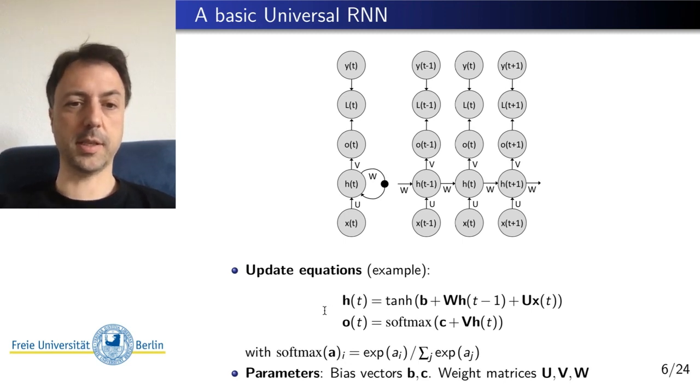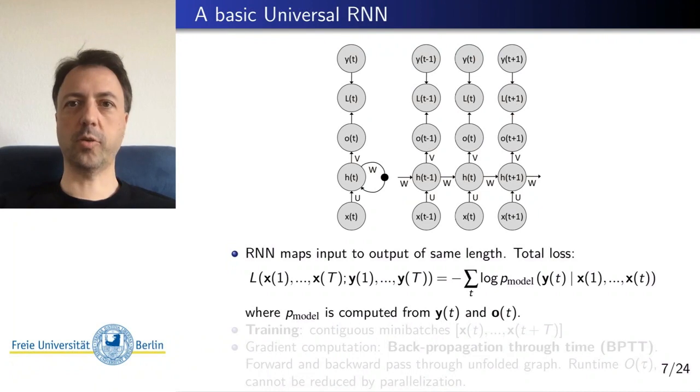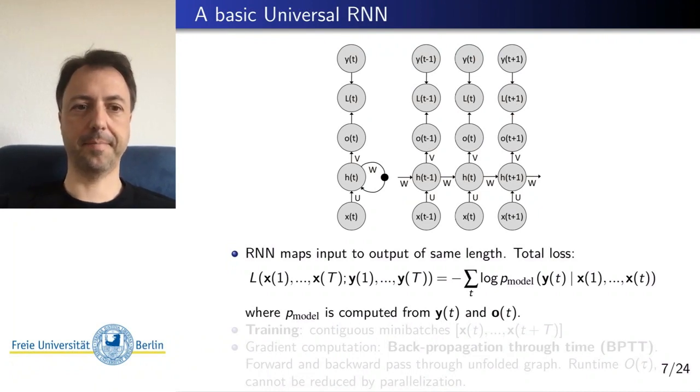Okay, so this is an example of how we can implement such a universal recurrent neural network. Very simple implementation. And we have the following parameters. We have the bias vectors B and C and the weight matrices U, V, and W. So how do we train such an RNN?